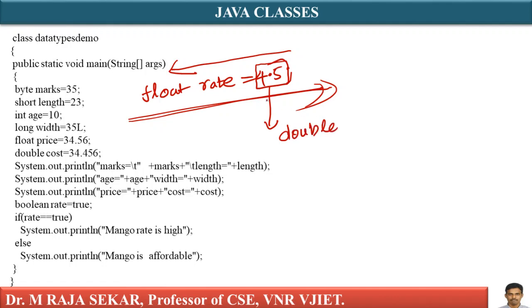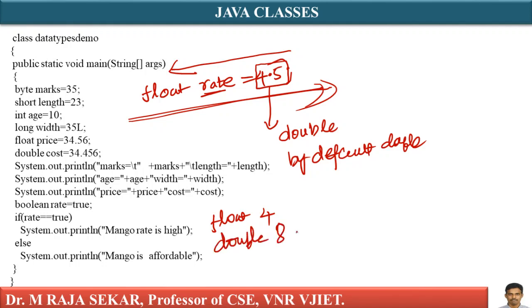If there is something like 2.5, 3.5, minus 6.5, minus 9.5, if it is something with a decimal point, the system by default treats this number as double. But what is the data type of the rate variable? Float. Just try to recall how much memory we need to store a float type variable. Float needs 4 bytes, whereas double needs 8 bytes.